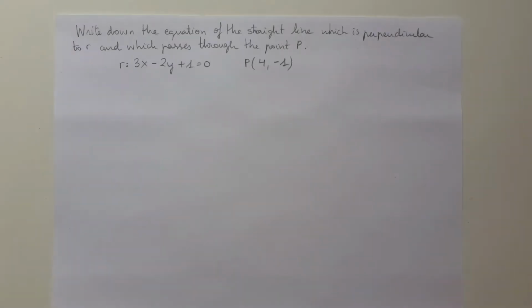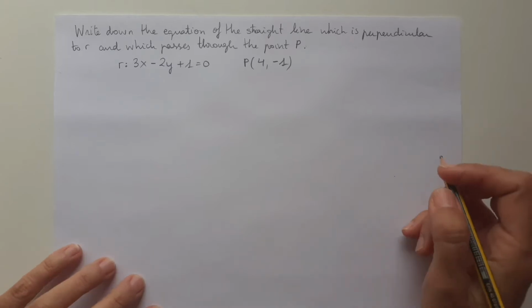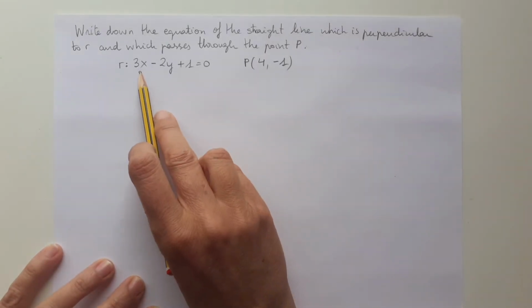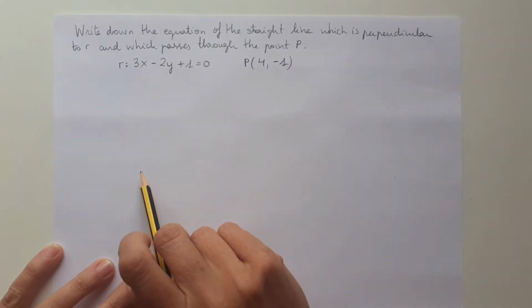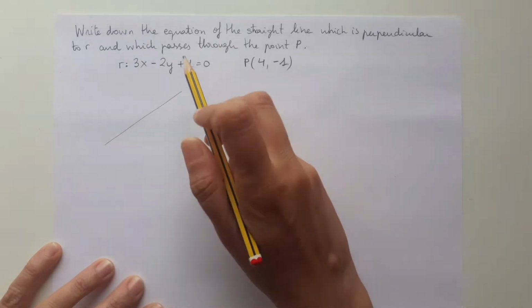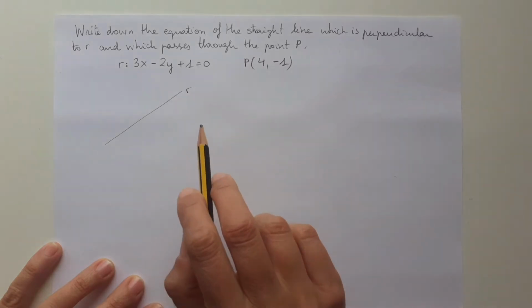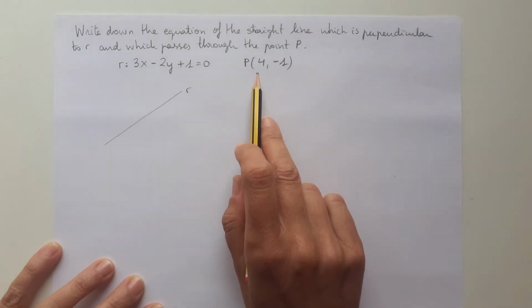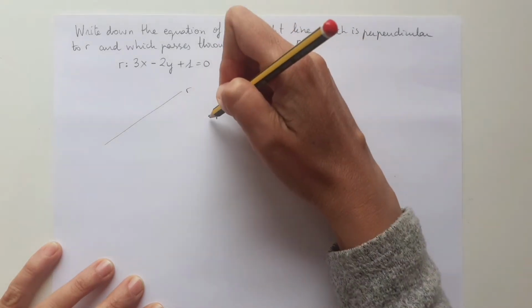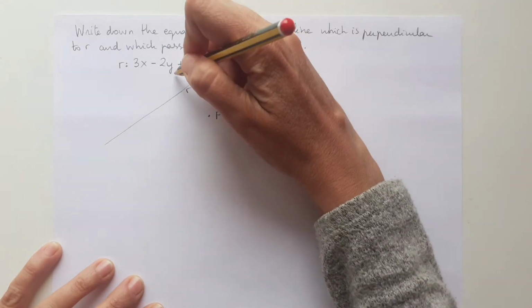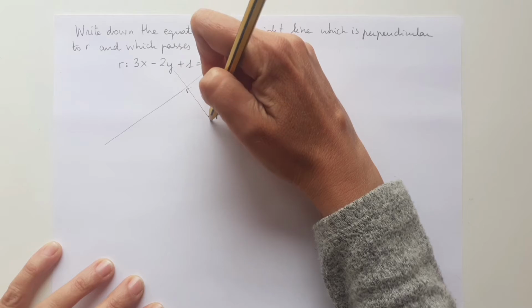Let's solve this exercise. Write down the equation of the straight line which is perpendicular to R and which passes through the point B. This is the line in the general equation form, and this is my point. Let's say that this is the line. So we are looking for another line that passes through the point B. Let's say that the point is here and is perpendicular to this line. So we are looking for a line like this.